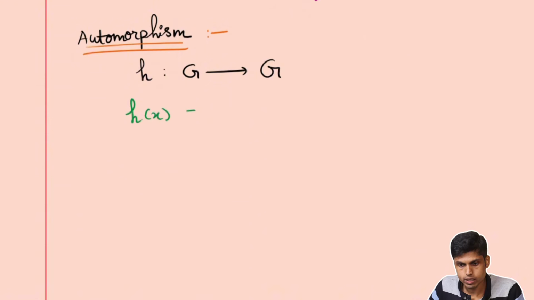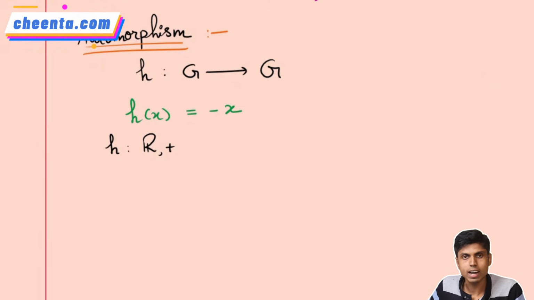Let us consider an example of group automorphism. Suppose h of x equals minus x, where h goes from the real numbers with addition operation to the real numbers with addition operation, the same group. Let's prove that it's bijective. Since you have a minus x relation, the entire real number line is covered by appropriately choosing the negative of the original number.